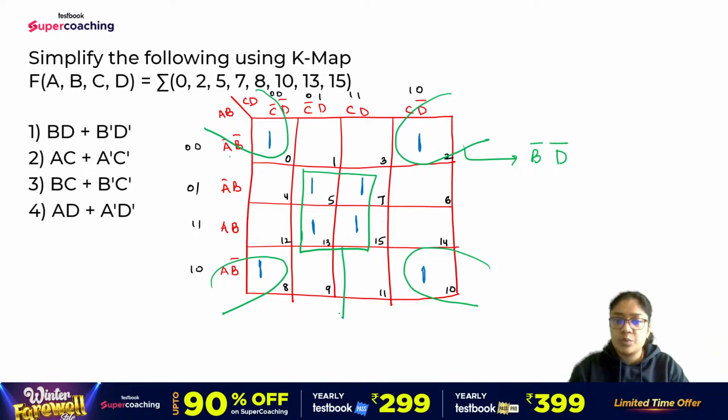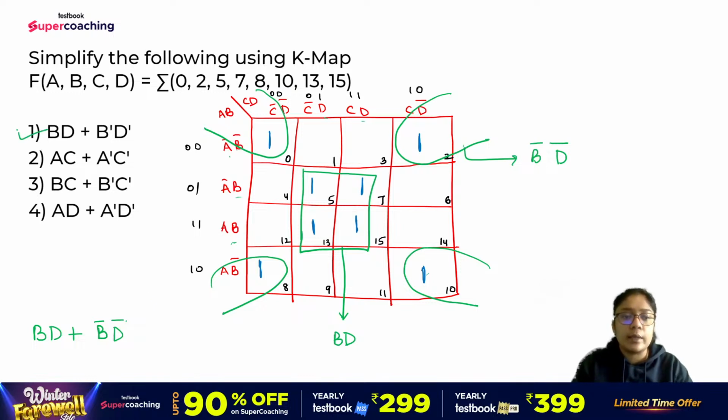For the quad which we are getting in the middle, for this middle two rows and middle two columns. So B is constant and D is constant. So this comes out to be BD. So correct answer for this question is BD plus, एक quad बना with the name BD, दूसरा quad बना with the name B complement D complement. So this is the minimized expression. That is option 1.